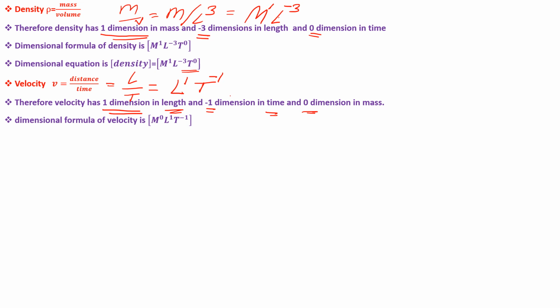We are not raising the power of mass to any number to get velocity, and L to the power 1 into T to the power minus 1. So M0 L1 T minus 1 is the dimensional formula, and the dimensional equation is V equal to, inside the square bracket, M0 L1 and T to the power minus 1.